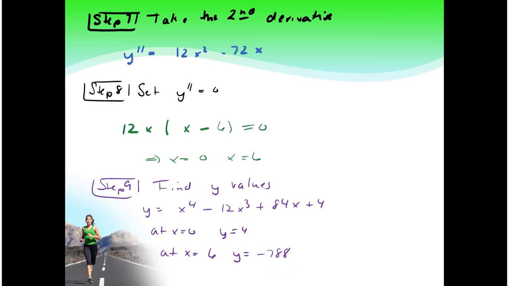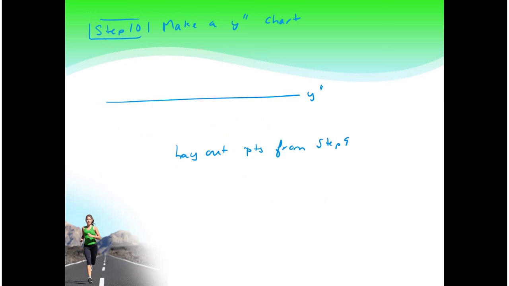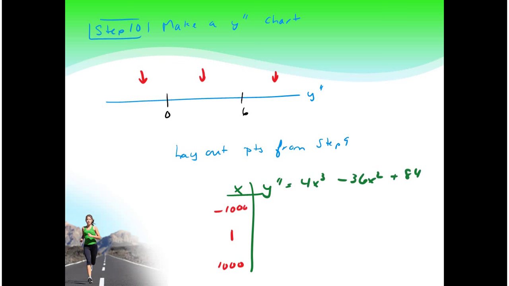By the way, those are my possibilities for inflection points. It doesn't necessarily have to be an inflection point, but they're potential inflection points. Now I make a y double prime chart, just like I did before. They have to be labeled. If they're not labeled, I can't give credit because I don't know what it is. I do the same thing I did for the first derivative with the second derivative. I write down the signs, and this is not the correct second derivative, that's the correct second derivative right here.